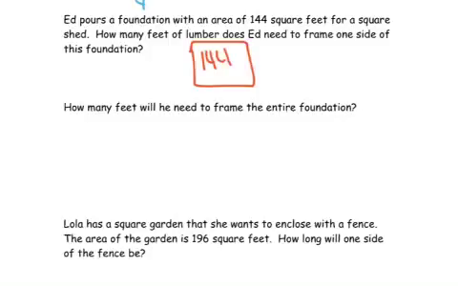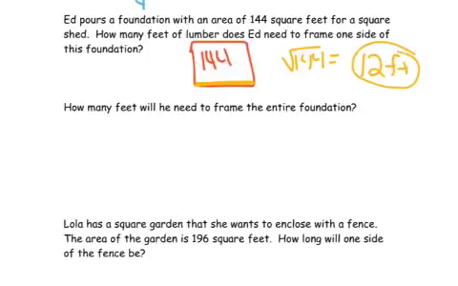It says, how many feet of lumber does Ed need to frame one side of this foundation? So all I have to know is the length of one side. Or remember, to find the length, if I'm given the area, all I have to do is take the square root of it, or think what number multiplied by itself gives you 144, which in this case is 12 feet.